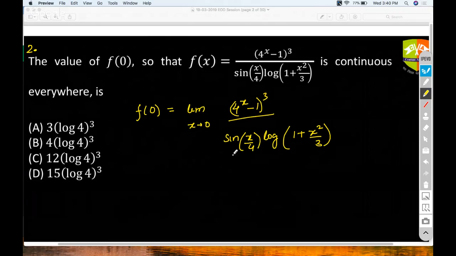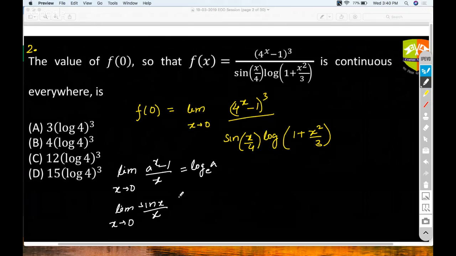Now here I see a combination of 3 different types of limits. One is your limit of (a to the power x minus 1) by x as x tends to 0. That's log of a to the base e. And you have limit of sin x by x as x tends to 0. That's going to be 1. And limit of log of (1 plus x) by x, that's going to be 1 again.